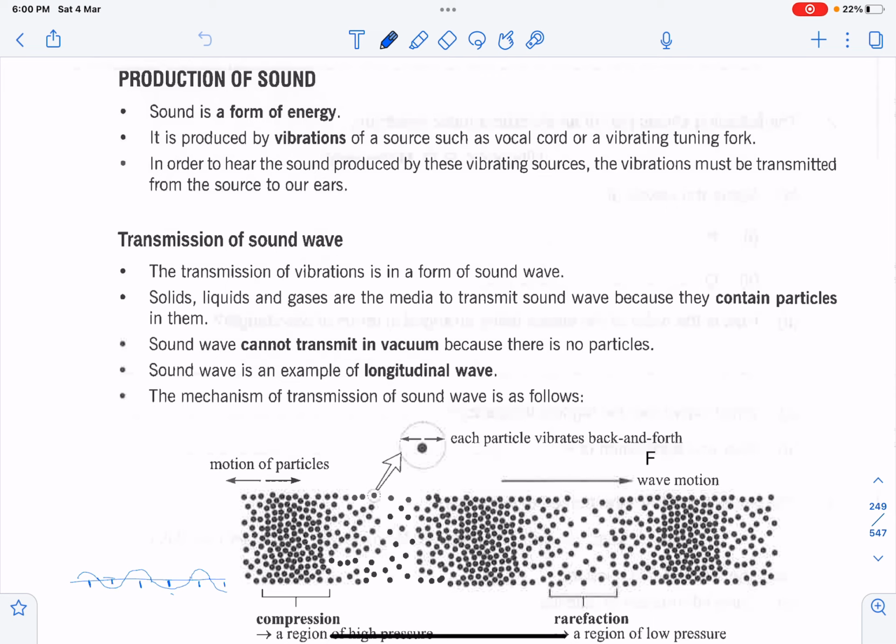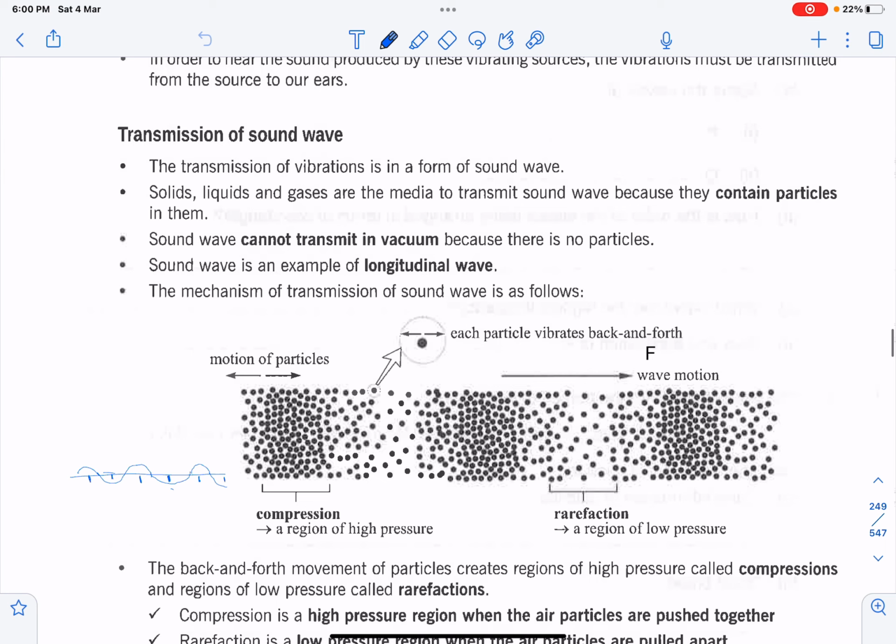Inside our ear, there's an eardrum that is able to receive and detect these vibrations and send the signal to the brain to make sense of what these sounds are. In terms of the transmission of sound waves, we recognize that you require a medium, and that the transmission of this vibration is in the form of a sound wave.